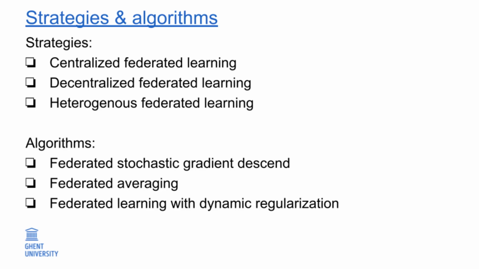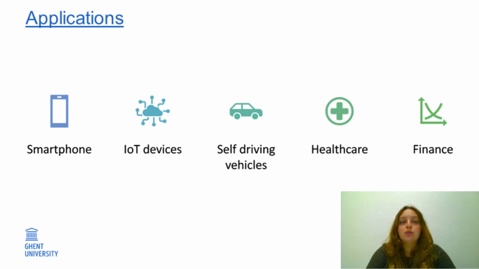Now that the concept of federated learning is known, we can shortly summarize the commonly used strategies and algorithms to implement federated learning. The most common strategies are centralized federated learning, decentralized federated learning, and heterogeneous federated learning. The most used algorithms are federated stochastic gradient descent, federated averaging, and federated learning with dynamic regularization. Federated learning has numerous applications across various industries, including healthcare, finance, and transportation.